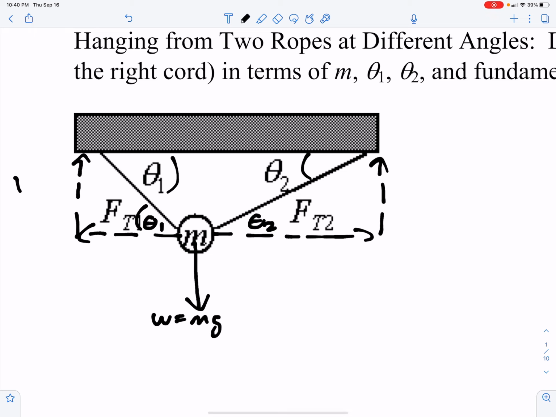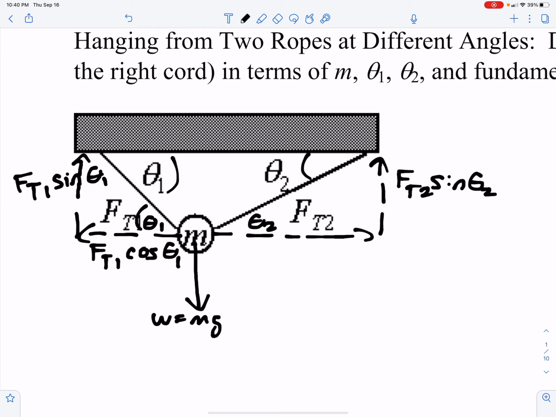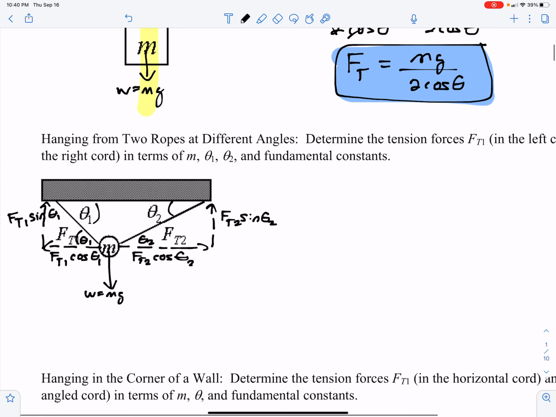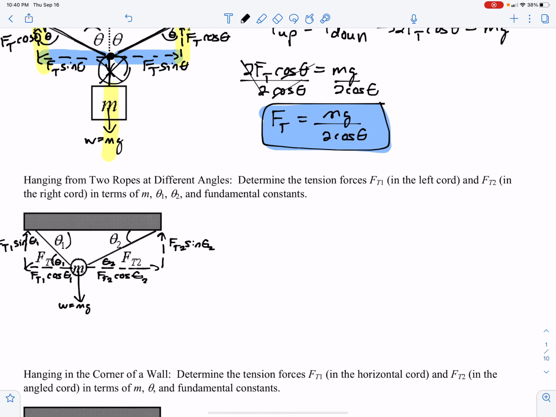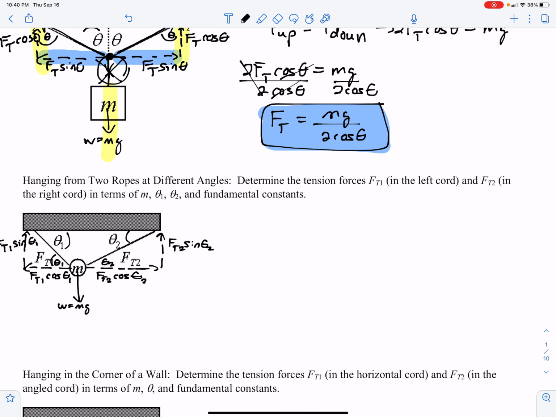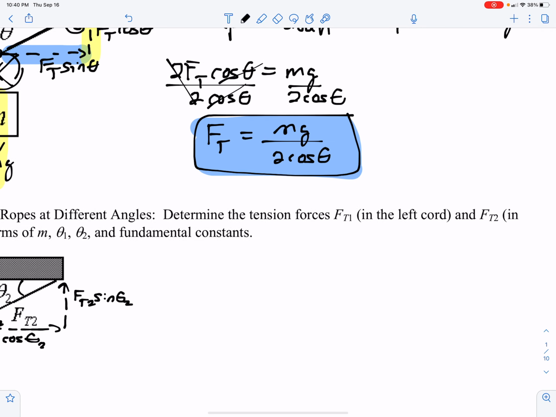Drawing our components would make this force tension 1 sine of theta 1. Over on the other side, it would be force tension 2 sine of theta 2. On the left side of m, we have force tension 1 cosine of theta 1. And on the right side of m, we have force tension 2 cosine of theta 2. So our forces break down like that. Okay, now what we're going to do is essentially put together our horizontal and vertical forces.